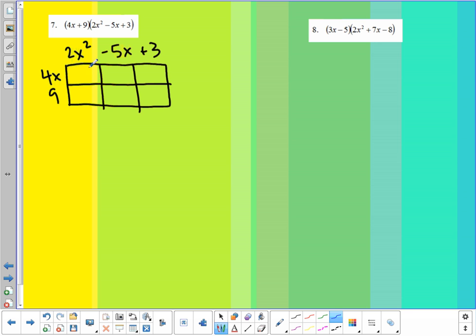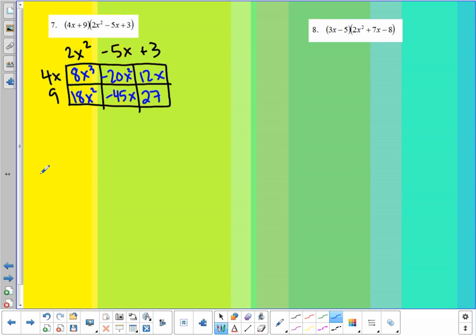4x times 2x squared is 8x to the third. 4x times negative 5x is negative 20x squared. 4x times 3 is 12x. 2x squared times 9 is 18x squared. 9 times negative 5x, negative 45x. 9 times 3, 27.